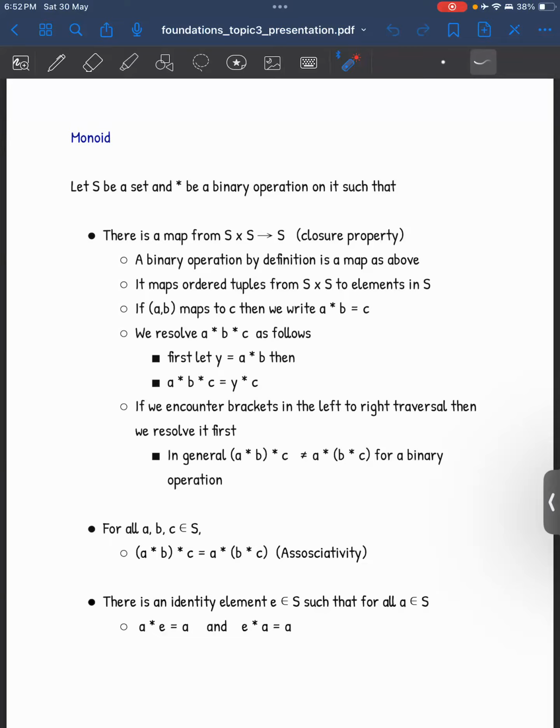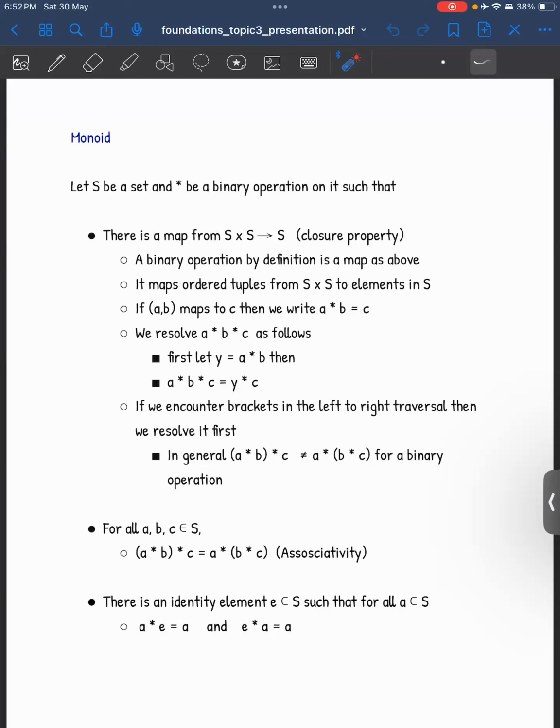Remember, we are abstracting out properties from the example of natural numbers. A binary operation here is associating a pair of natural numbers with another natural number. Since we want to abstract out a definition, let us first get rid of natural numbers and look at an arbitrary set S.